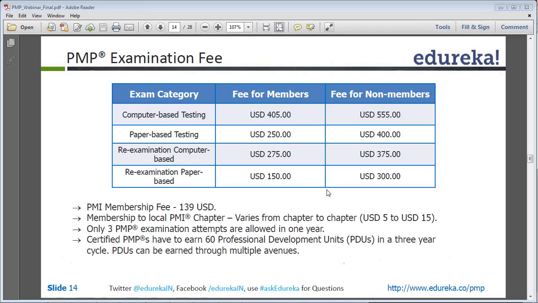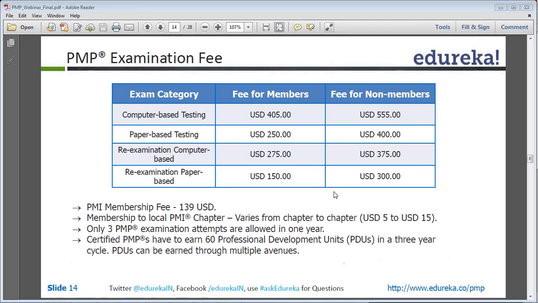Re-examination costs $275 as opposed to $375 for non-members. Number 4, there are a lot of other facilities which PMI gives. Like you can download templates from them for your use in your workplace. A lot of other materials are accessible to you. Like the PMBOK, you can also have the standard for program management and portfolio management freely accessible to you. There are a lot of other opportunities, like volunteering.